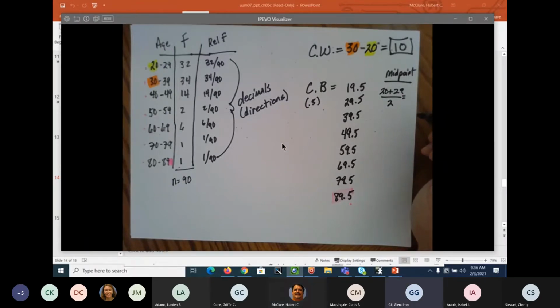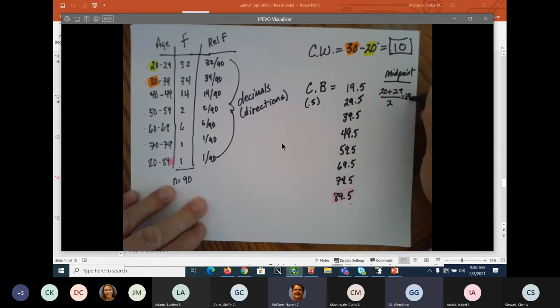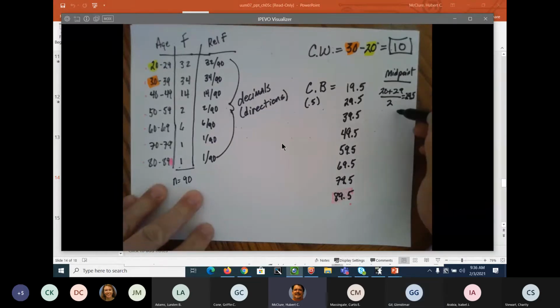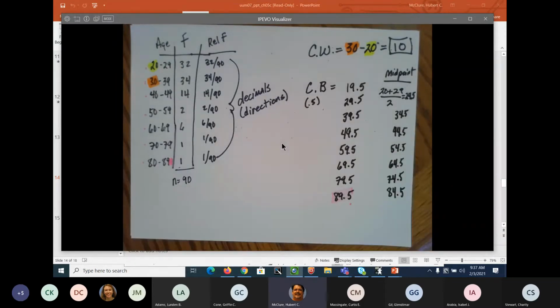Yes, sir. And what are you going to do? Are you going to calculate each one of those, or are you going to add your class width? Add the class width. Yes, the smart way is to add the class width. So 24.5, 34.5, 44.5, 54.5, 64.5, 74.5, and 84.5. And that is how you get all of that good stuff whenever you're asked.